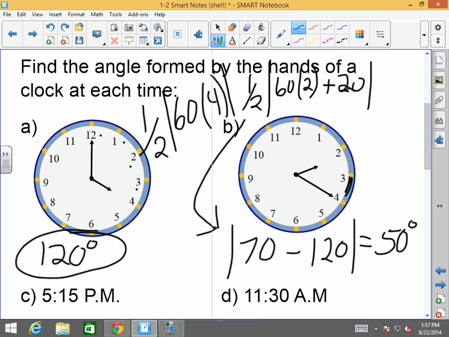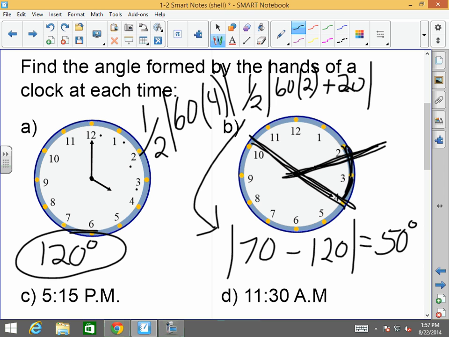Between 3 and 4, that's 30 degrees, right? And then from 2 to 3 is 30 degrees. But I already went 1/3 of the way of the clock. So what's 1/3 of 30 degrees? Guys, what's 1/3 of 30 degrees? 10. Okay? So that's where we're going to get. You have the 2/3 left. So that's 20. That's 20 degrees. 20 plus 30 would be the 50.